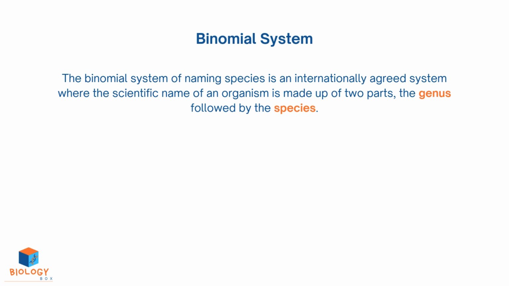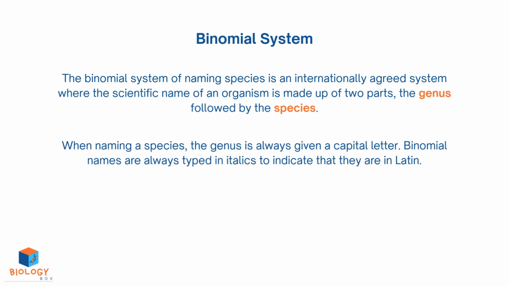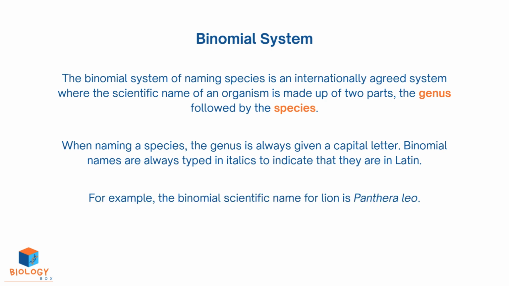The binomial system of naming species is an internationally agreed system where the scientific name of an organism is made up of two parts, with the genus followed by the species. When naming a species, the genus is always given a capital letter. Binomial names are always typed in italics to indicate that they are in Latin. For example, the binomial scientific name for lion is Panthera leo, with Panthera having a capital letter and all of it being in italics.